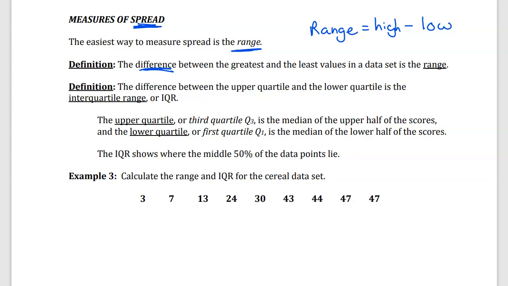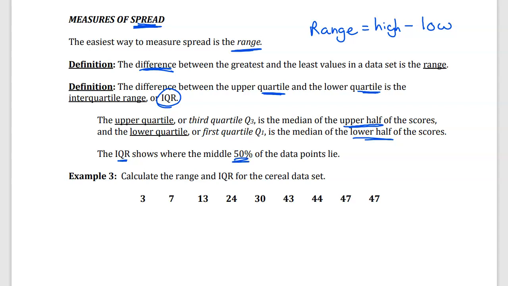The difference between the upper quartile and the lower quartile, think about quarters, the lower 25% and the upper 25%, is called the interquartile range. Now the upper quartile, the third quartile, is the median of the upper half, and the lower quartile is the median of the lower half. The IQR, the interquartile range, shows where the middle 50% of the data lies.